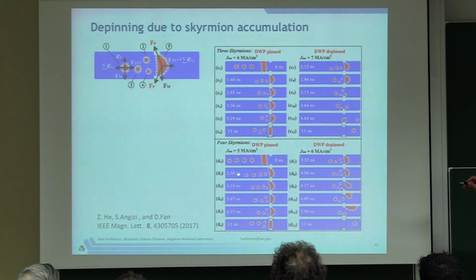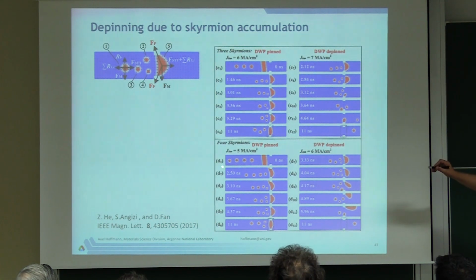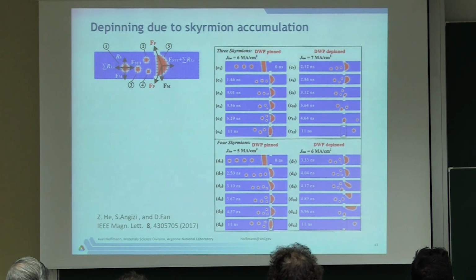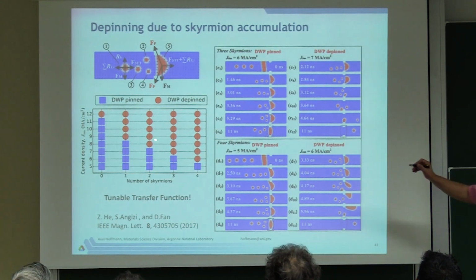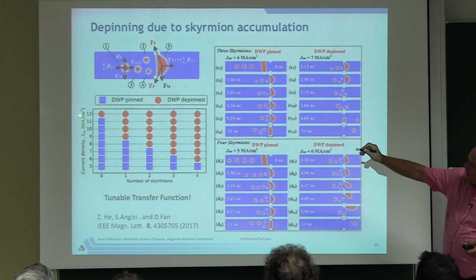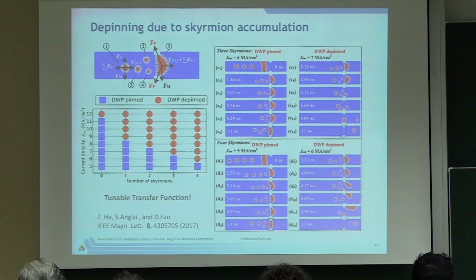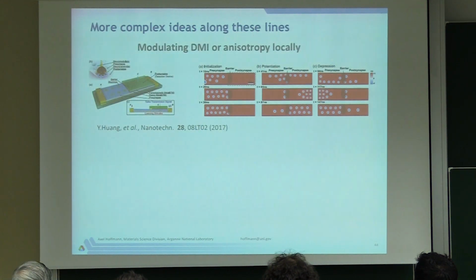What I think is interesting is if you have a different number of skyrmions, like 4, now you need less current to depin this, which can kind of make sense. You have more skyrmions pushing, so that helps. So you can have a different depinning current as a function of the number of skyrmions. So you get a tunable transfer function. So maybe that's useful in some way. I don't know. Although, as I said, this particular example is probably hard to do. But the same basic idea you can expand in many other ways.